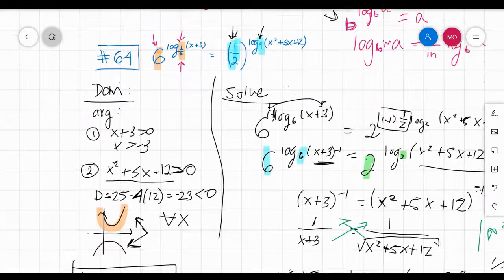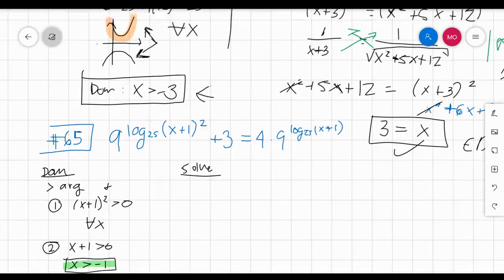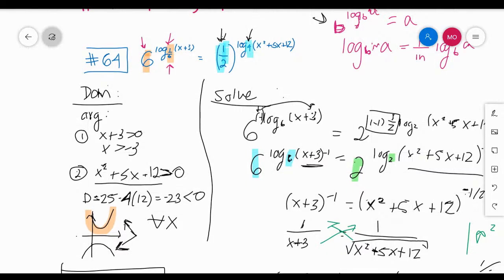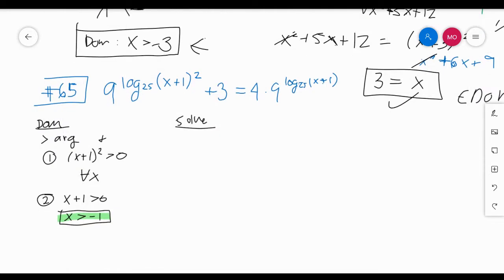When we did this one here, we had 6 on one side, 1/2 on the other side. The other thing I want you to notice is we had matching bases for the log and the exponential. We had base 6 and then base 1/6, which became later on a base 6. But here, if I look at the base of the exponential, which is 9, and the base of the log, which is 25, they're different. So we're not going to be able to use the same trick as we did before. However, what's interesting is the fact that we do have the same base here and here.